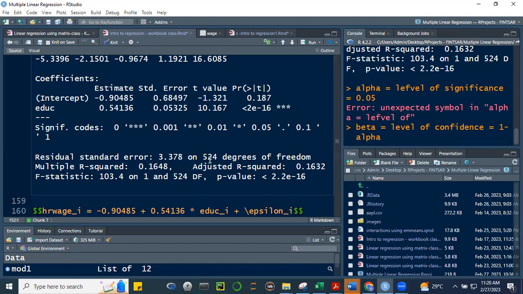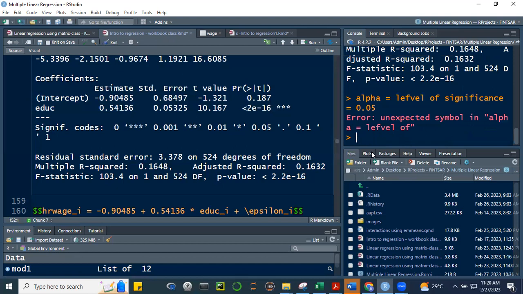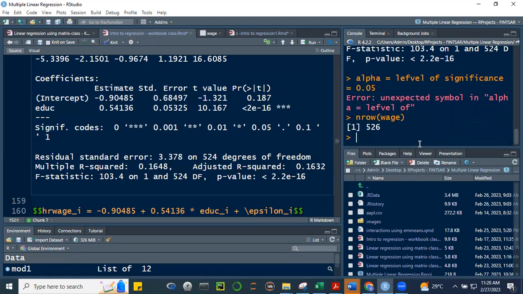Now, where did we get this? 524 degrees of freedom. Okay, that's very easy to find out. How many observations of wage do we have? We have 526 observations. Then for the F test, you have 2 degrees of freedom. The first degree of freedom is equal to 1, which is the degree of freedom lost because we're computing for the intercept also.